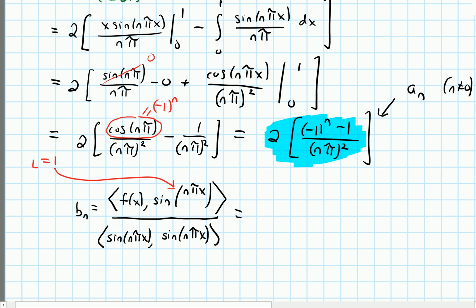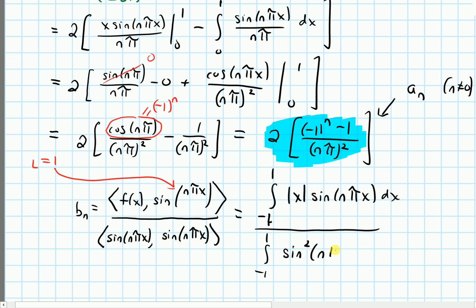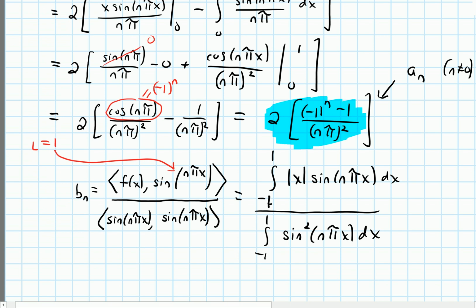So if we write down the integrals for each of these, the top is the integral from negative 1 to positive 1. My function was the absolute value of x, and then multiplied by sine of n pi x dx. And the denominator is the integral from negative 1 to positive 1 of sine times sine, which is sine squared of n pi x dx. All right, so we need to simplify this now.